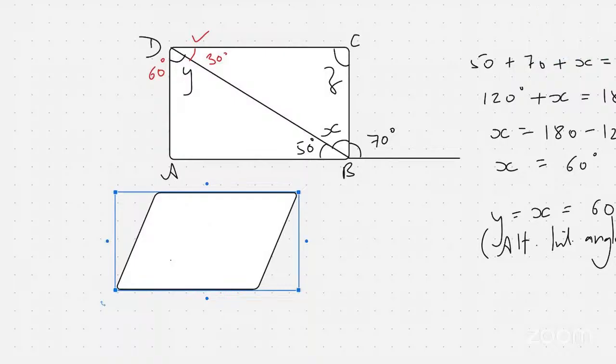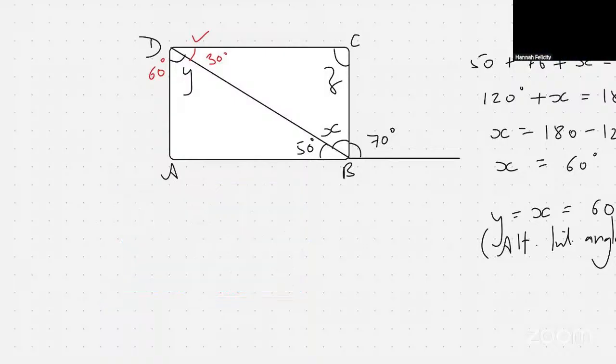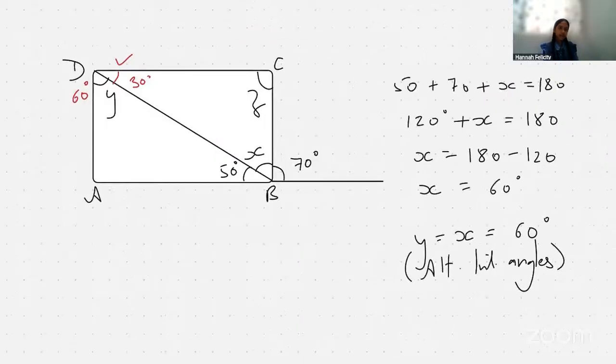Hannah asks, "Ma'am, so to find the angle, we should find angle DAB and then add all the three angles in the quadrilateral and subtract it from 360 degrees."